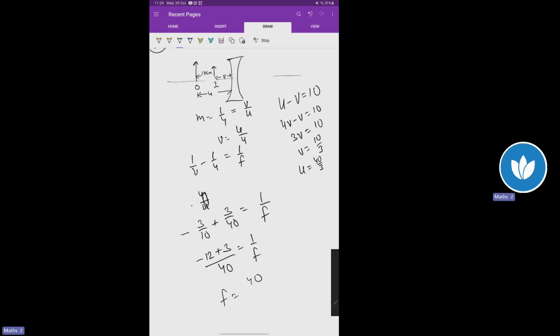F is 40 divided by minus 9. This is equal to 4.4 centimeter. Option D.